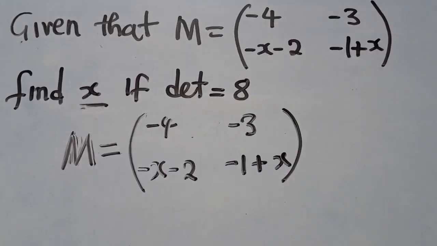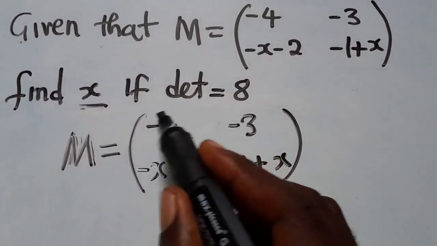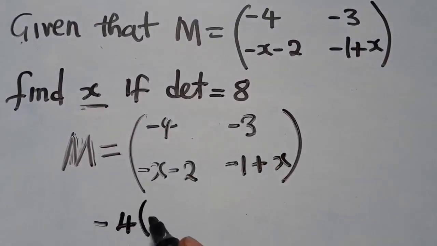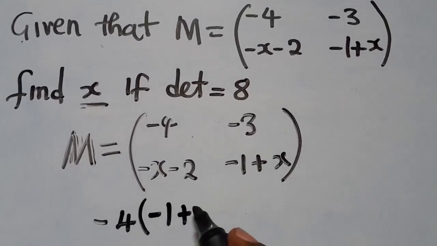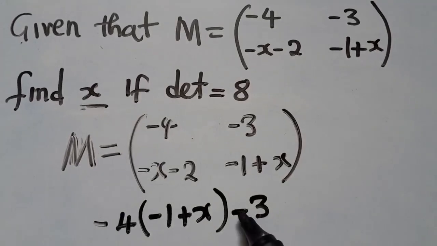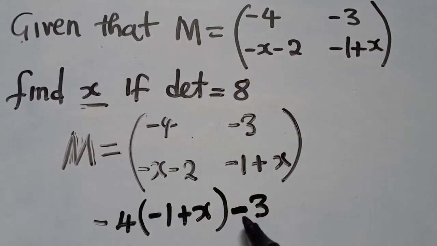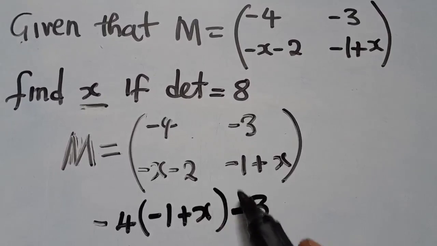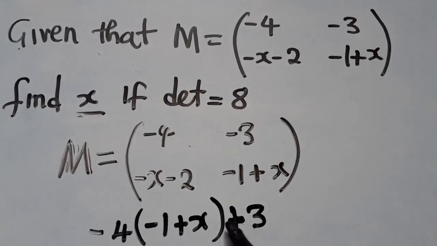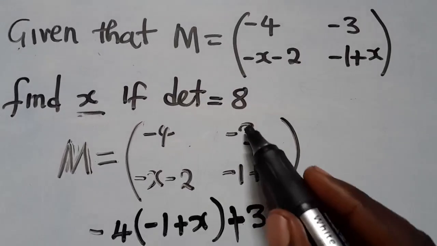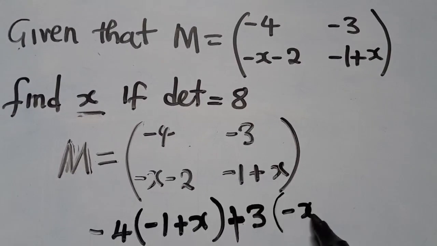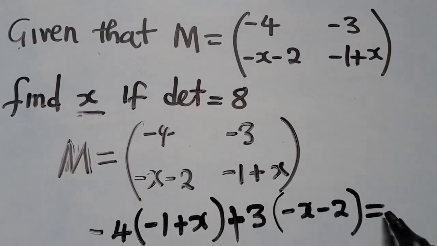That's the matrix given. You know that this is the major diagonal. So you multiply the major diagonal: -4 open bracket, -x plus -1 plus x. You say minus 3. Have you seen? The minus which is attached to the 3 and the minus in the formula become a positive here. Hope you've gotten the point. You say open bracket, then -x minus 2, which is equal to the determinant.